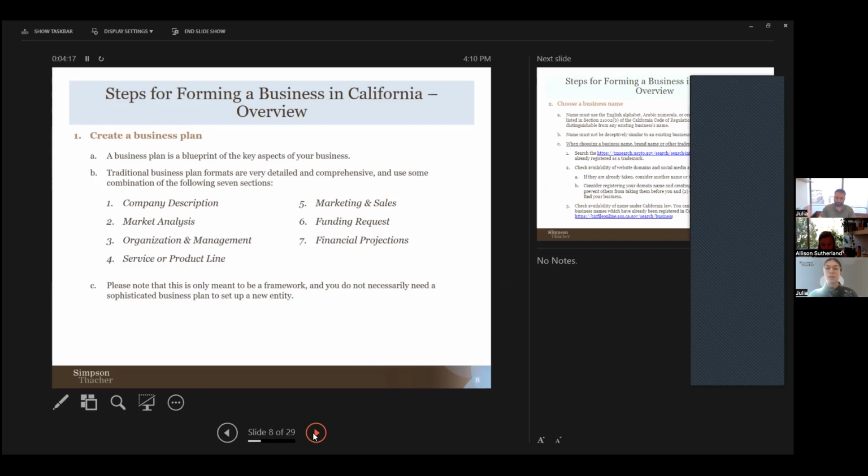And we only mean this to be a framework. You can start a business without having thought through all of these things, but we just wanted to put out there things that you might be considering when forming a business.